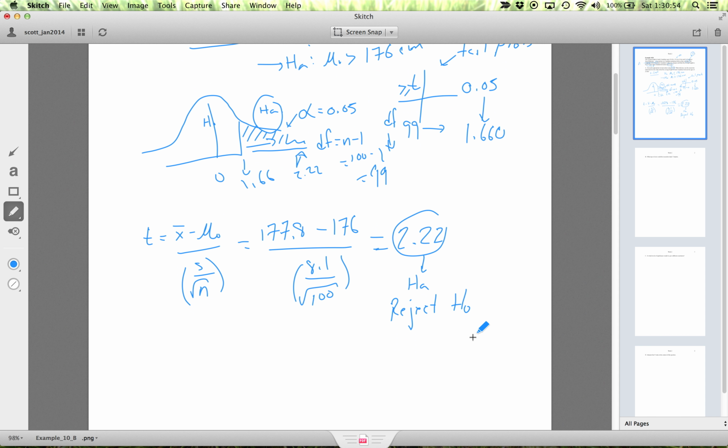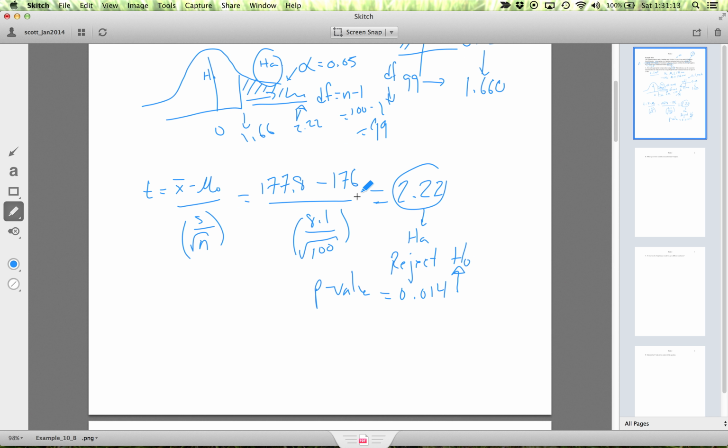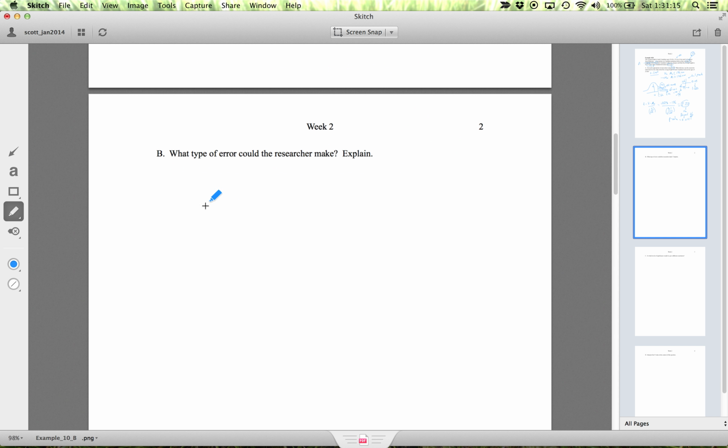So here we know that our p-value is actually 0.014. If we're talking about the p-value versus the alpha, the p-value is smaller than alpha, so we come to the same conclusion: to reject H naught. Okay, part B. What type of error could the researcher have made in this case?